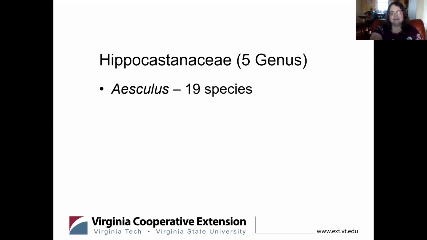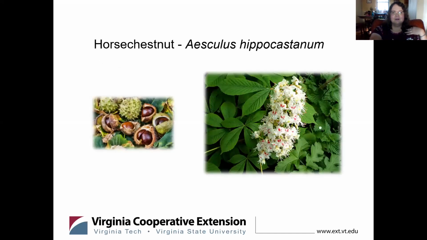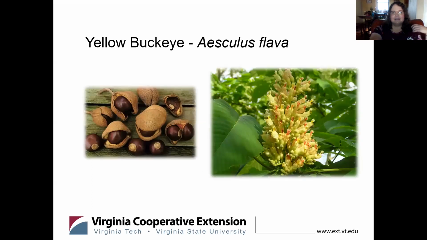Hippocastanaceae, the Aesculus. There are some tropical members, but Aesculus is the genus we find in temperate climates. Horse chestnut, Aesculus hippocastanum, that's the horse chestnut. Yellow buckeye, Aesculus flava, is native to the eastern United States, very much so found in Ohio and into Virginia. It has this gorgeous yellow flower, as you can see in the right-hand side picture.